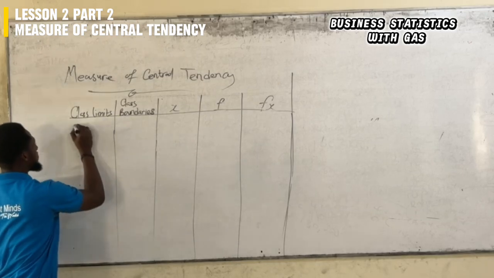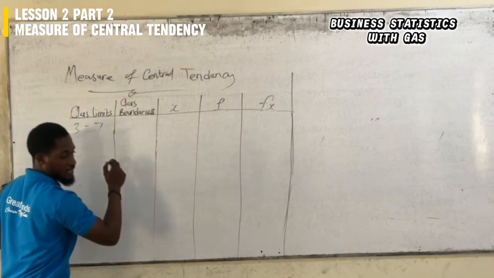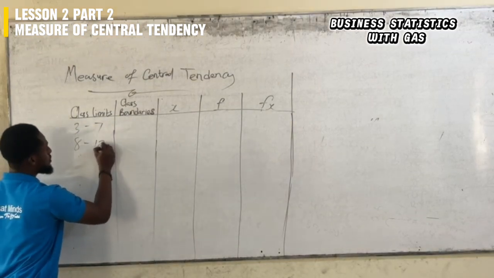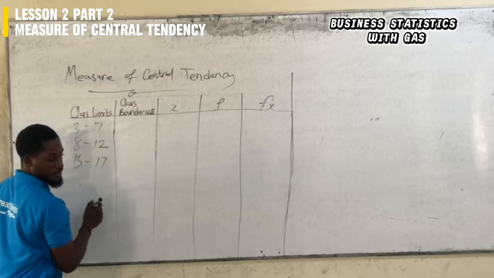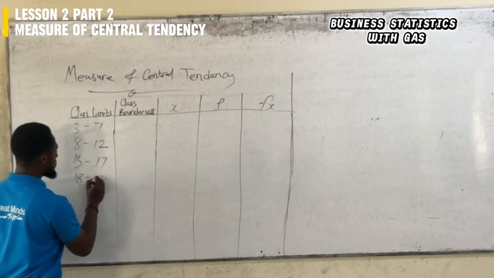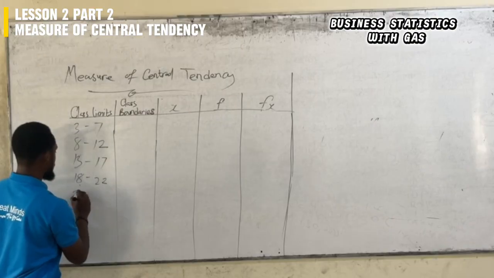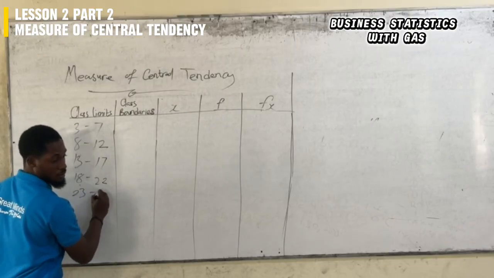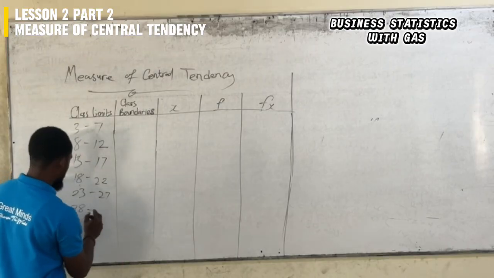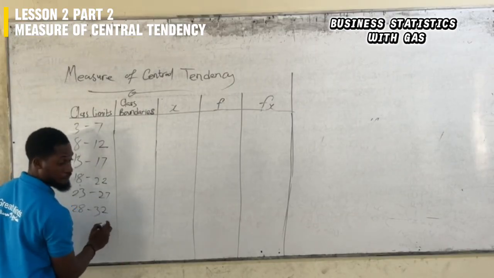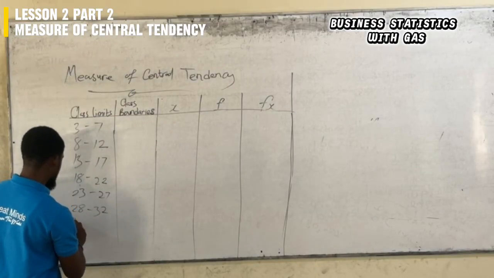So now the class limits are 3 to 7, 8 to 12, 13 to 17, 18 to 22, 23 to 27, 28 to 32, 33.